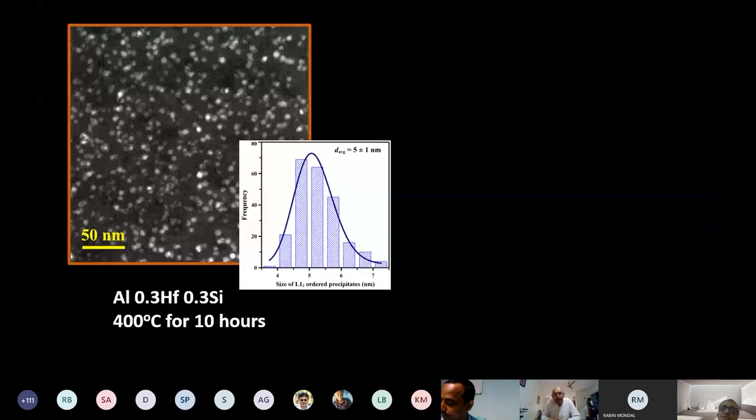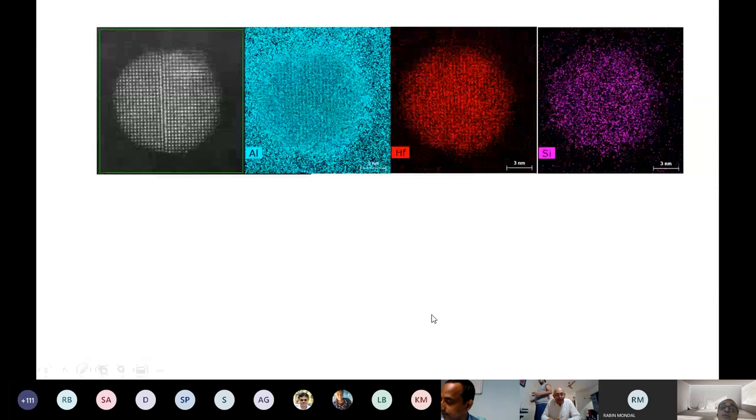So we decided to add copper into it. And now this is the L1₂ precipitate in aluminum matrix with hafnium and silicon. And you can see that if you do a high resolution EDS in a Titan, you see only hafnium and silicon in the precipitates. There's something more in this image, the atomic resolution column image, but I'll come to that later.